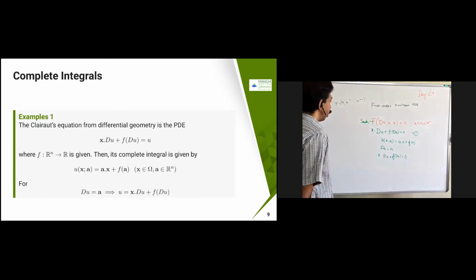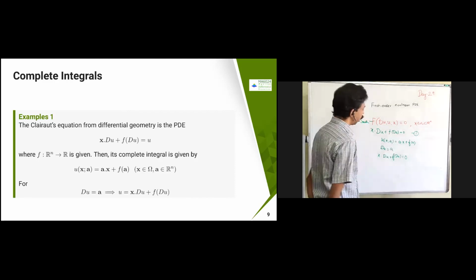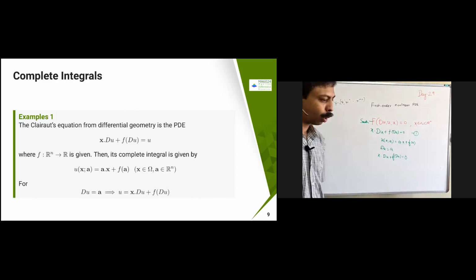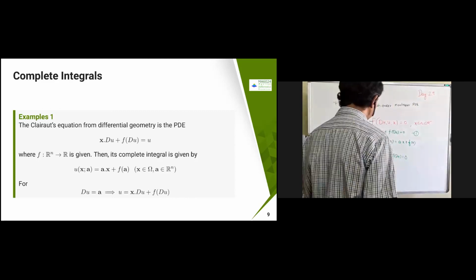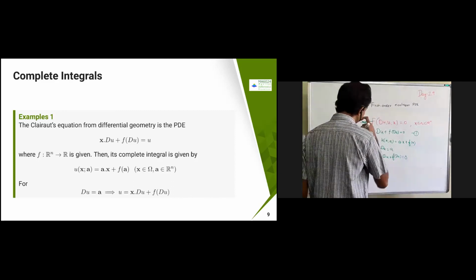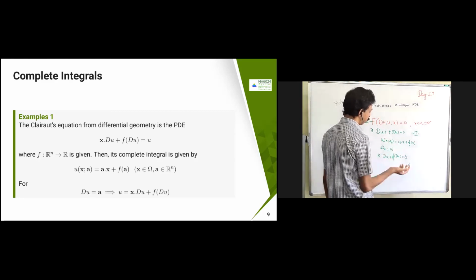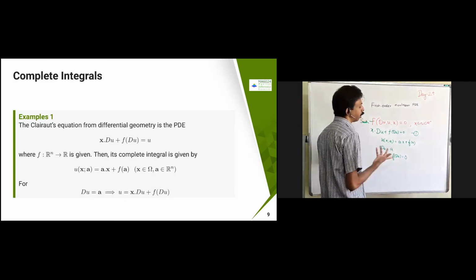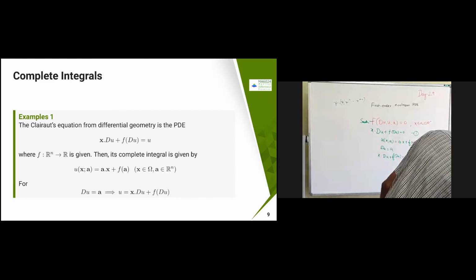So that is satisfying. Wherever I have a, I'm just replacing it with this one. Therefore, this is going to satisfy this one if I just substitute. So that means the first condition is satisfied: u is equal to x · Du plus f of Du. Now the rank condition is satisfied already because you have n parameters. n independent variables are there, and here a also belongs to R^n. Therefore, corresponding to each independent variable, you get independent parameters. That's it.